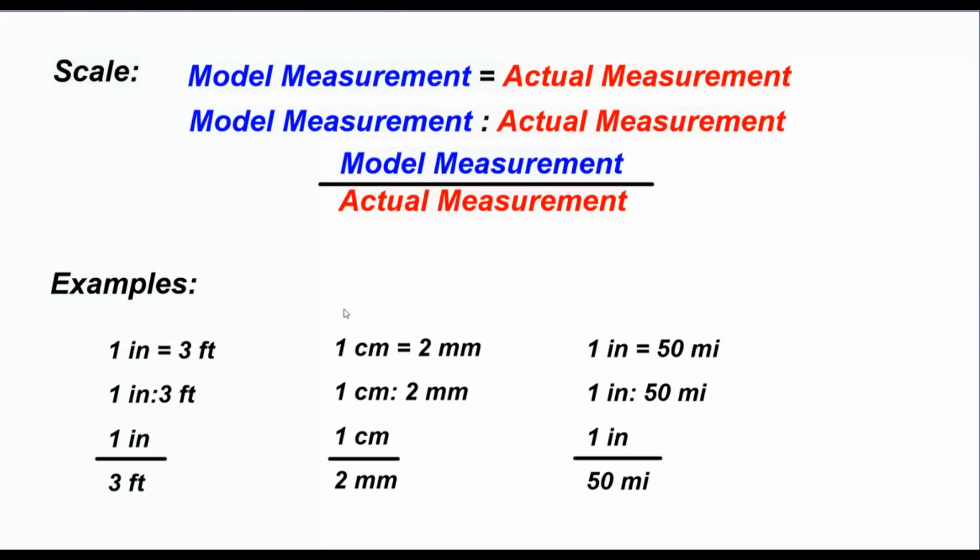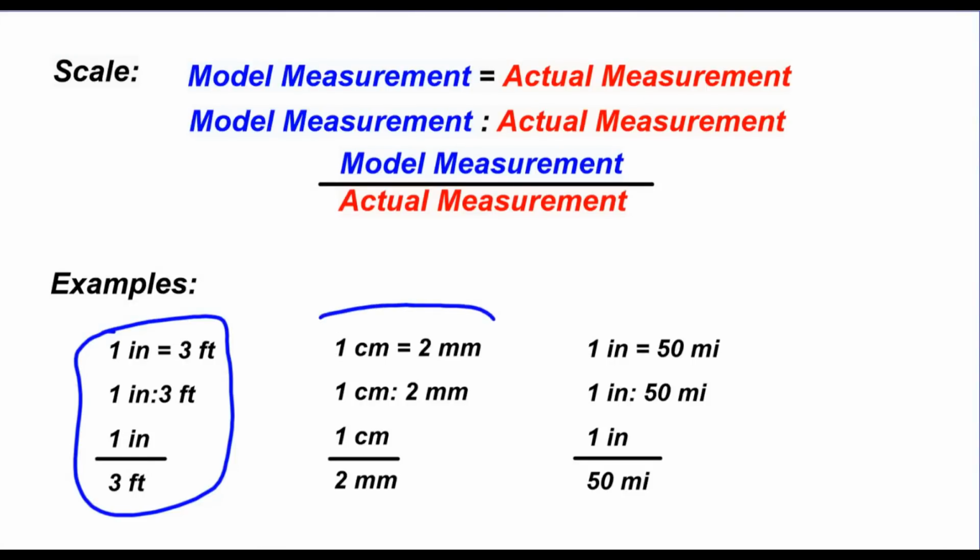And what I have shown here are the 3 different ways that we can show that ratio. Sometimes you'll see it written where the model measurement equals an actual measurement. We use a colon. That's one way to write a ratio, model measurement to actual measurement, or it can be written in the familiar fraction form, where the model measurement is in the numerator and the actual measurement in the denominator. Then below I've got some examples where you might see 1 inch represents 3 feet, so we might see 1 inch equals 3 feet, 1 inch to 3 feet, or 1 inch over 3 feet. 3 different ways to write that same scale.